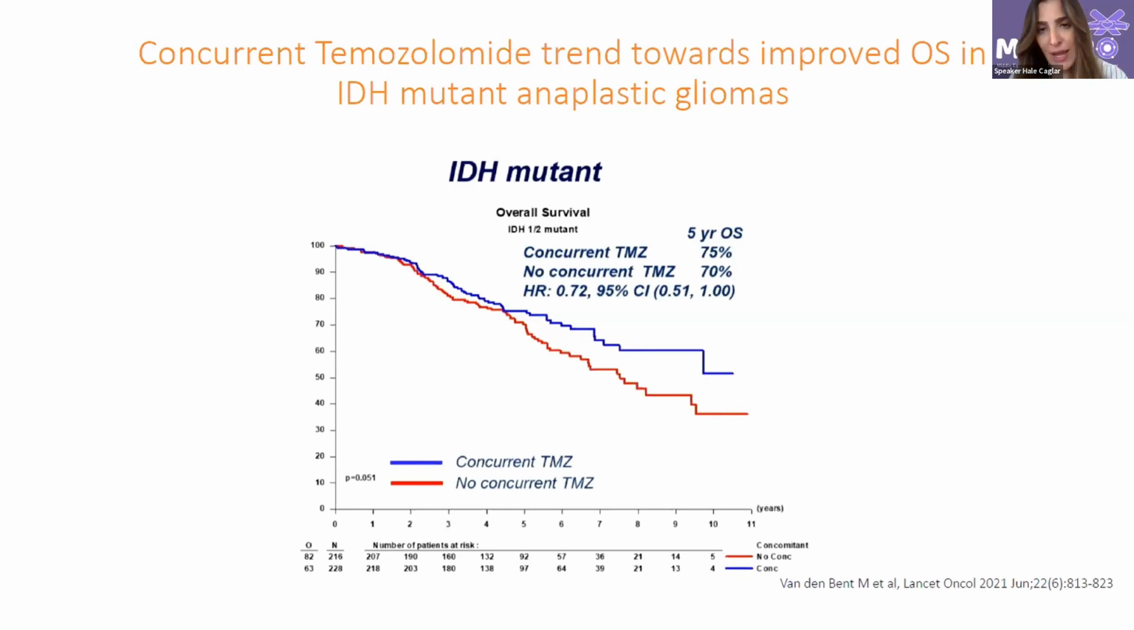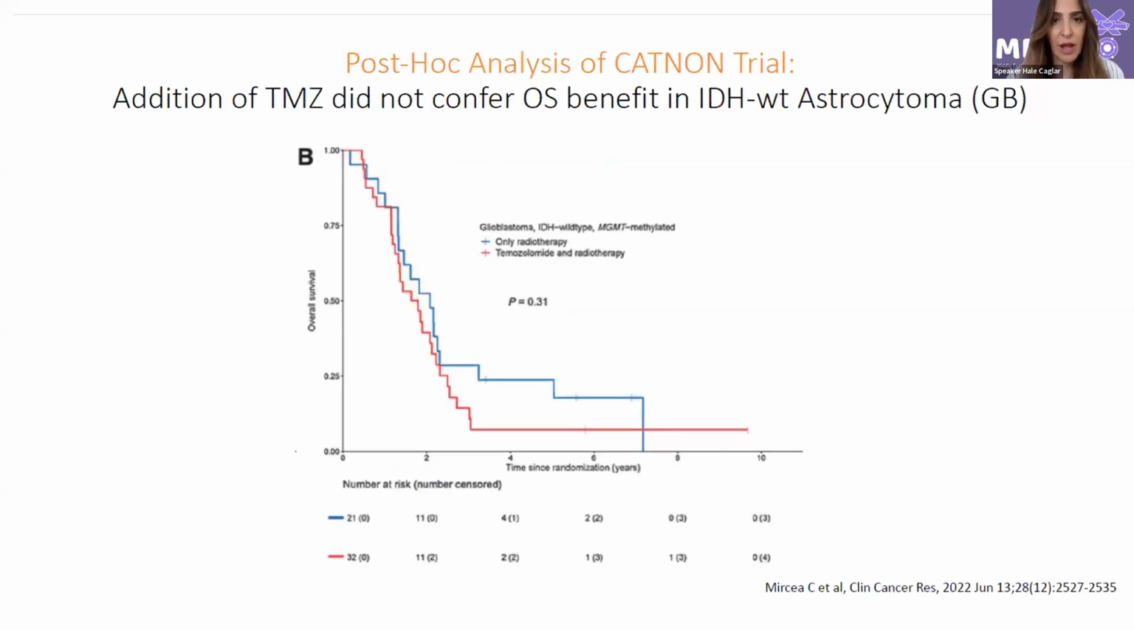Although there was a trend, the addition of concurrent temozolomide is still not validated, but probably with long-term follow-up, the addition of concurrent temozolomide in this patient population will benefit overall survival. However, the patients who were IDH wild type did not have an overall survival benefit with the addition of concurrent temozolomide. So patients who have IDH wild type tumors do not benefit from alkylating agent therapy.